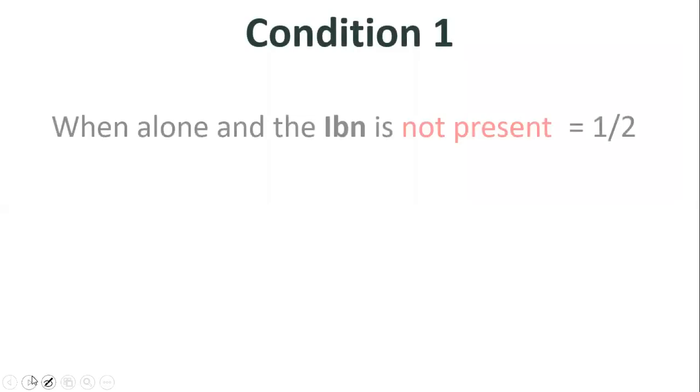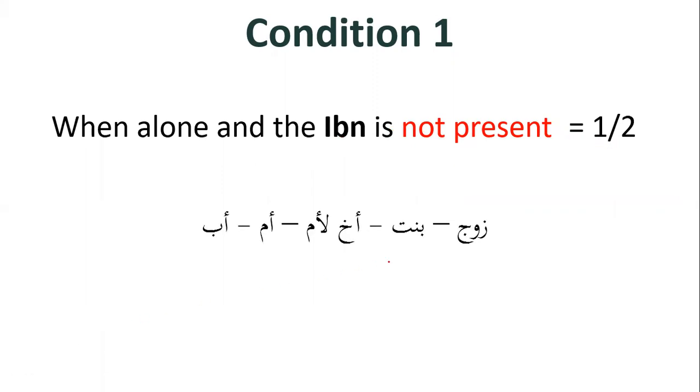So, condition number 1 said, when alone and the Ibn is not present, then the Bint will receive half of the inheritance. So let's take an example. We have here Zawj, Bint, Akhli Ummin, and Ab. First of all, before we do Bint, let's quickly do all the other Al-Furud that we've covered before. The Zawj will get a quarter. The Akhli Ummin will be Mahroom, Mahjub. And the Ab will receive 1/6 plus Asaba.